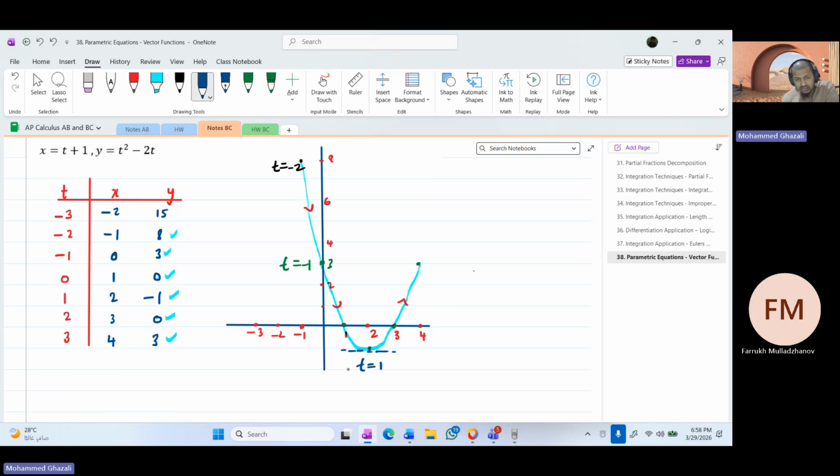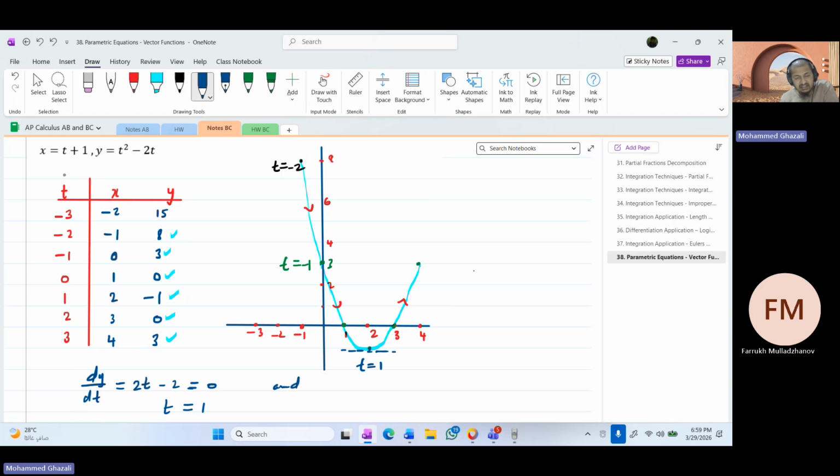So when do we get a horizontal tangent? When dy/dt, when we're finding dy/dt, we need to set that equal to 0, right? The horizontal tangent is when dy/dt is 0. So let's say dy/dt is 2t minus 2 is equal to 0. So t is equal to 1. Perfect. At t is equal to 1, there's a horizontal tangent.